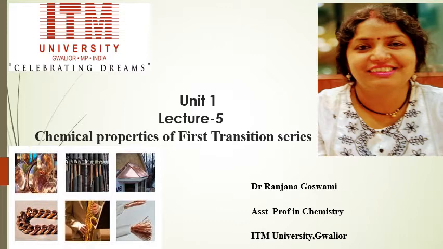Now we talk about the chemical properties of the first transition elements. It includes the 10 elements. It starts from atomic number 21 to 30.